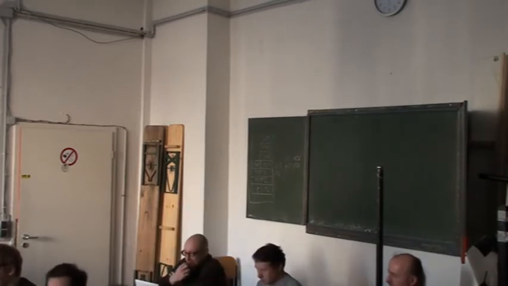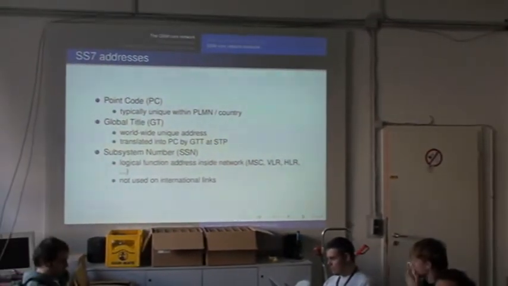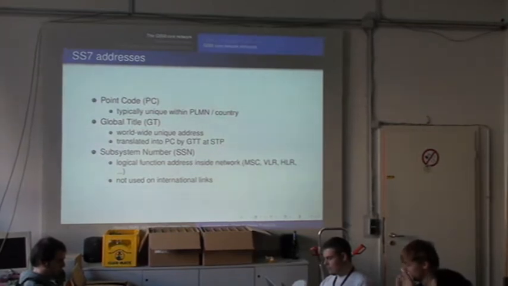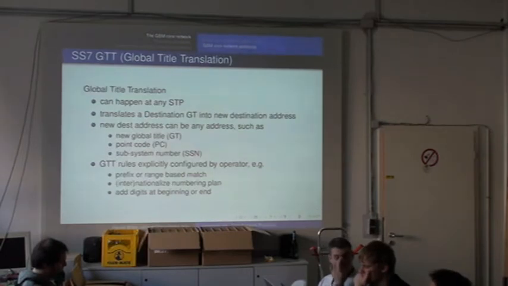Furthermore, we have subsystem numbers, and that's a little bit like port numbers in IP networks. The subsystem number identifies a logical function like an MSC or an HLR. So you can address basically any entity, any SCP, by a global title plus subsystem number or a point code plus subsystem number. There are different types of addresses that you can use, and they get translated between each other at STPs.